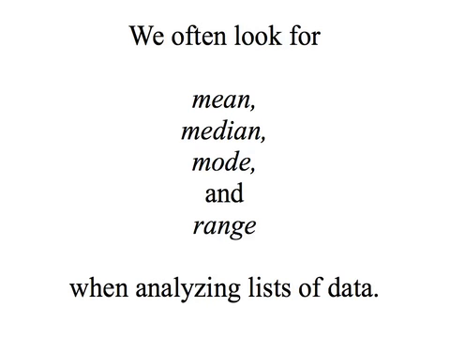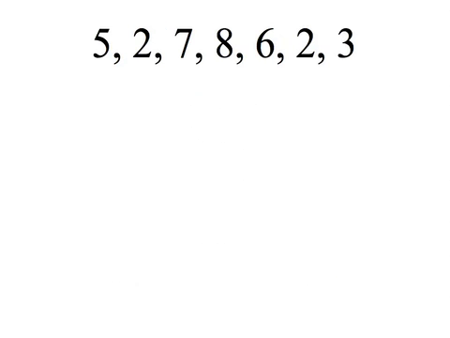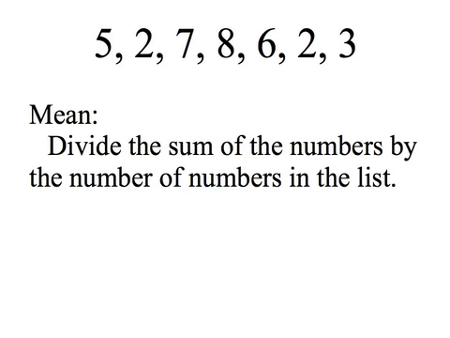We often look for four things: mean, median, mode, and range when analyzing lists of data. Here's a short list of data. It has 7 numbers. And we're going to start by finding the mean.